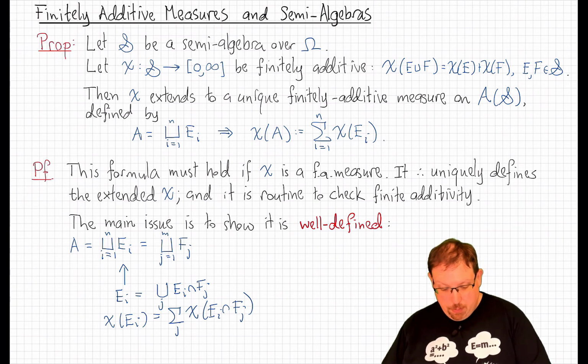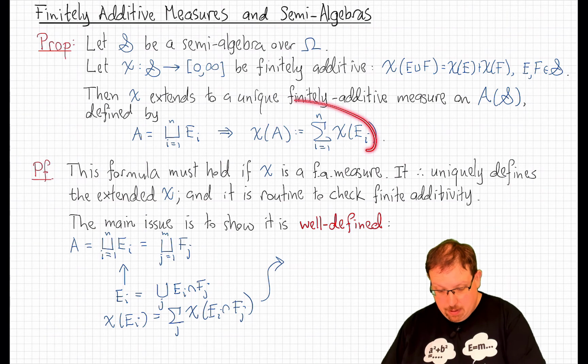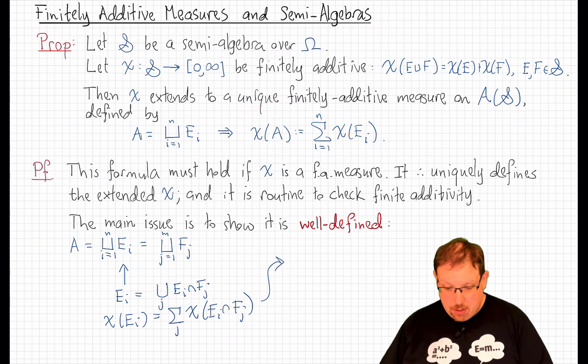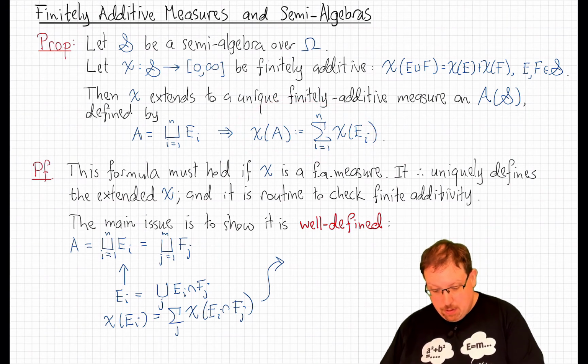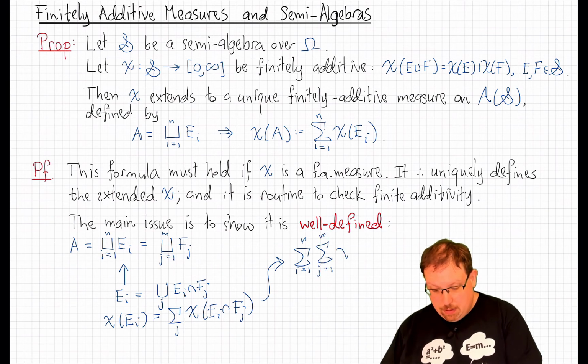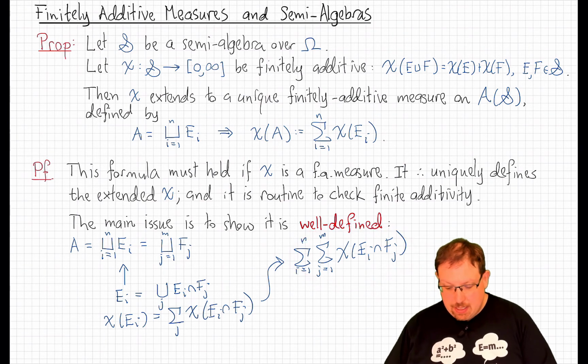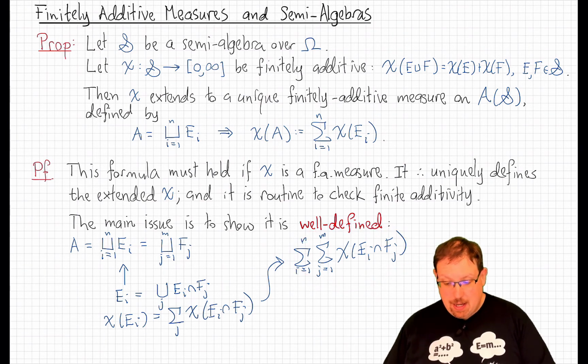Well, then we can put this together with the putative definition of the finitely additive measure, and note that the right-hand side over there, the sum over I of chi of E_I, is the sum over I and J of chi of E_I intersect F_J. And that is a formula which is manifestly symmetric in the E's and the F's.